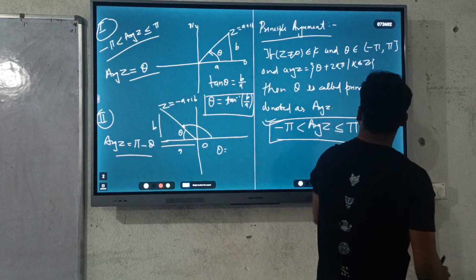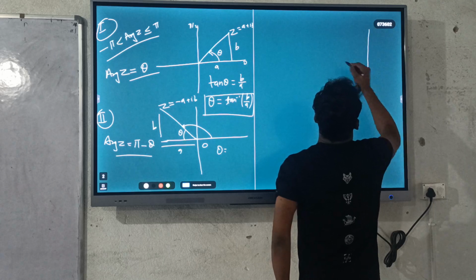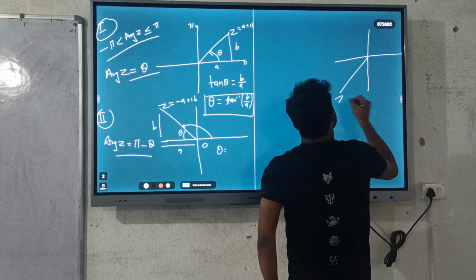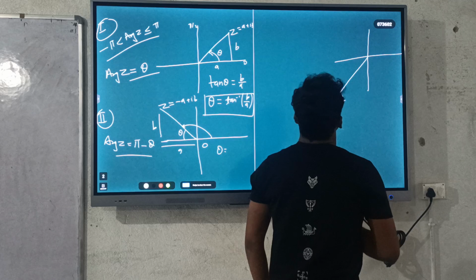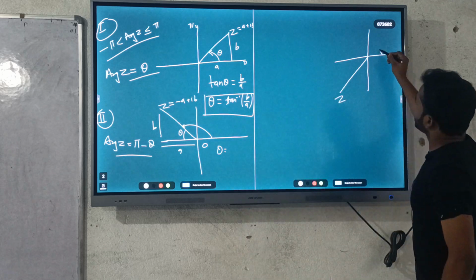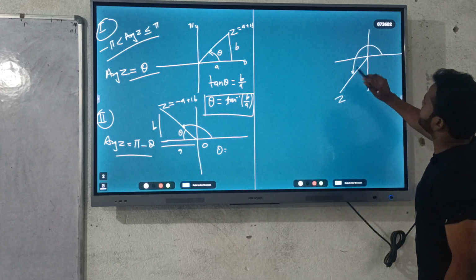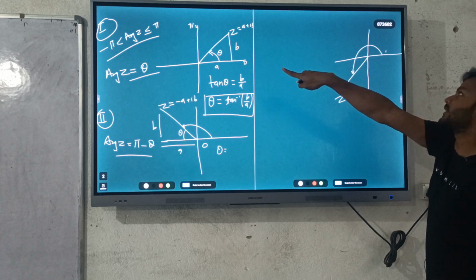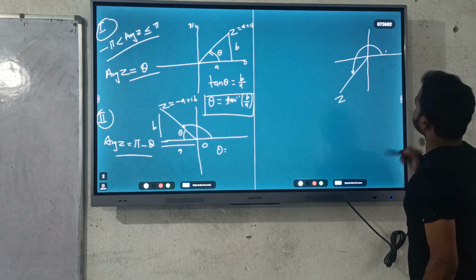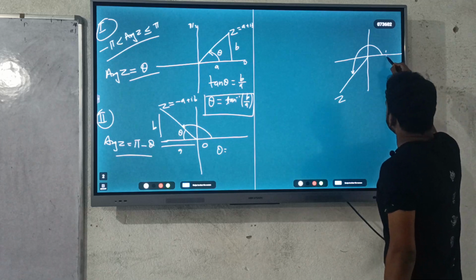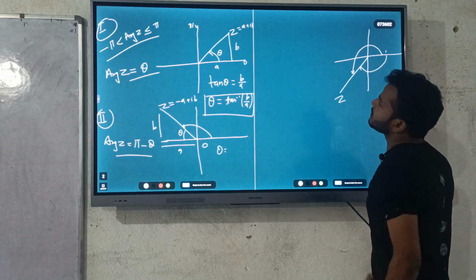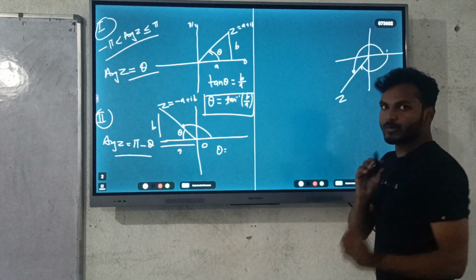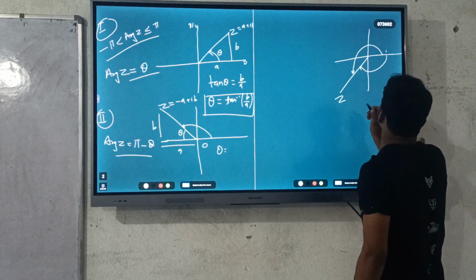Now take, what if z lies in the third quadrant? Now if we measure this angle, it is greater than pi, so it does not belong to that interval. So in this case, what do we do? We measure this angle for our principal argument. Remember a simple concept. What is that?